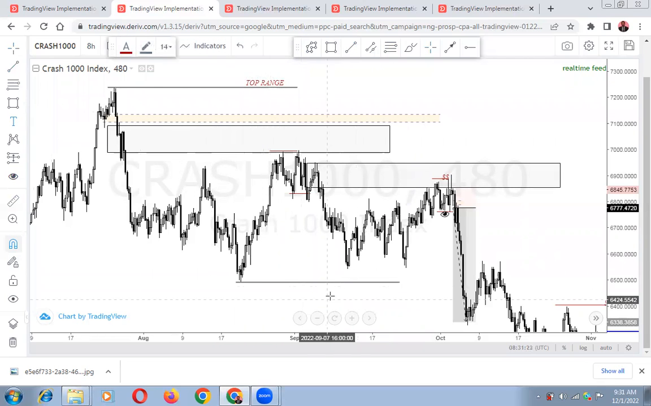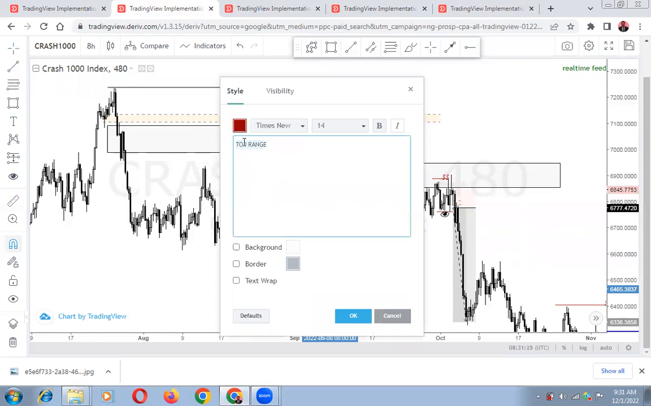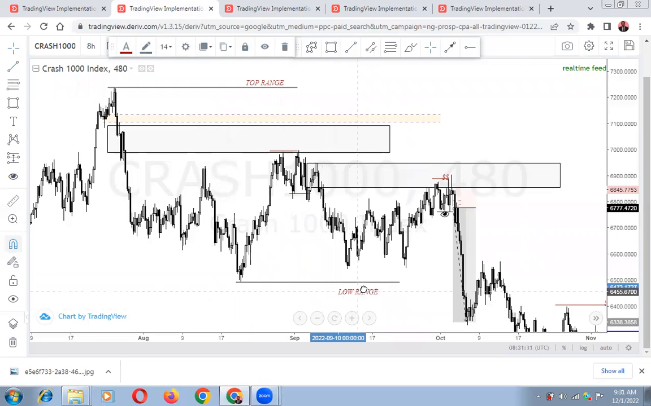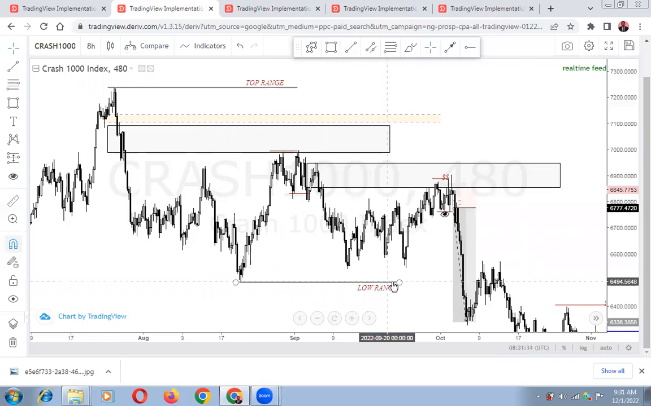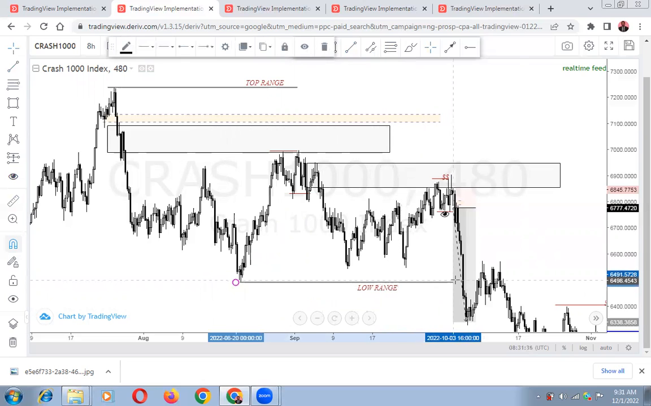This was the low range. So the low range was going to be our external liquidity. Since the market is bearish, we are selling down. This became our external liquidity.